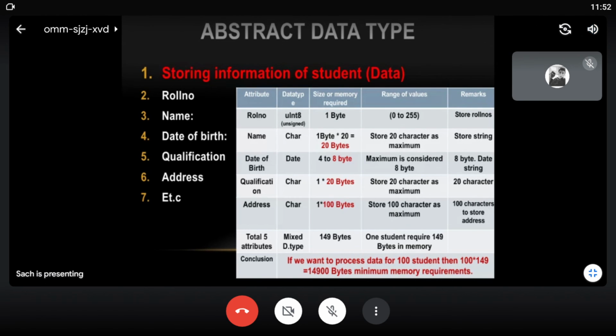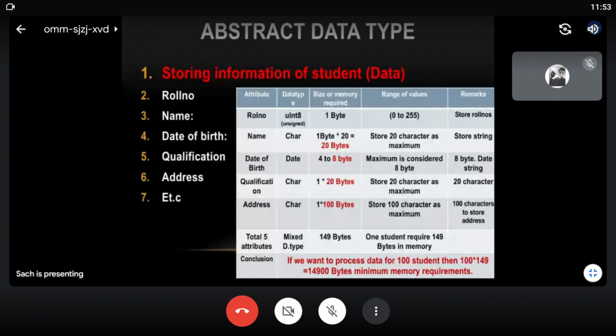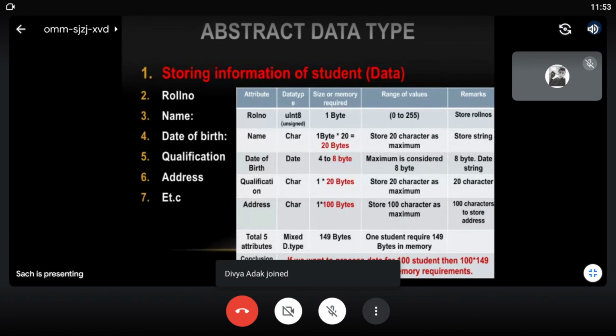Next is attribute name. So we can look at the row name. This data type is character. Now to store any person's name, I think 20 characters are sufficient. Therefore, one character is equal to 1 byte, and since we require 20 characters of data, we write 1 into 20 is equal to 20 bytes. We store name in 20 characters as maximum.